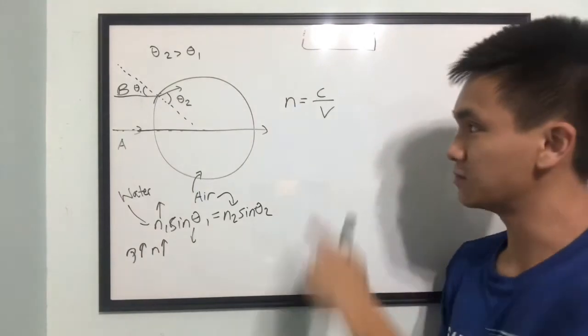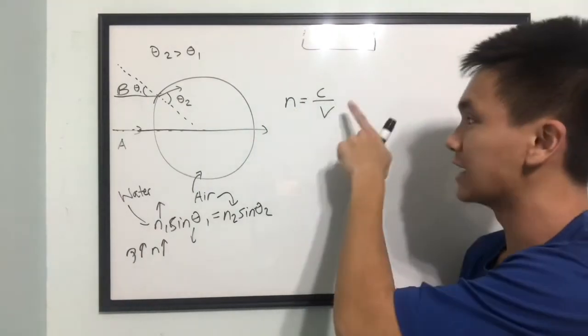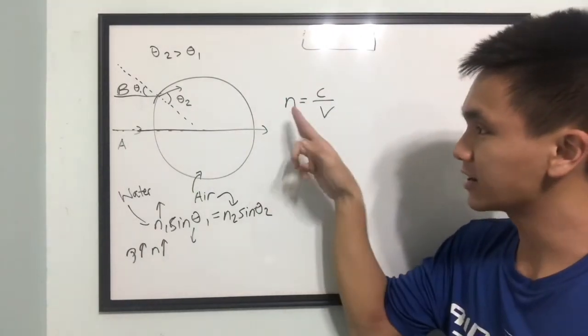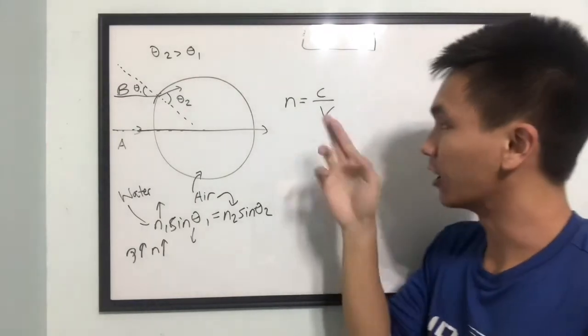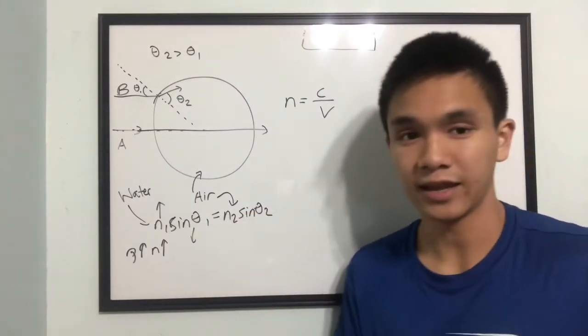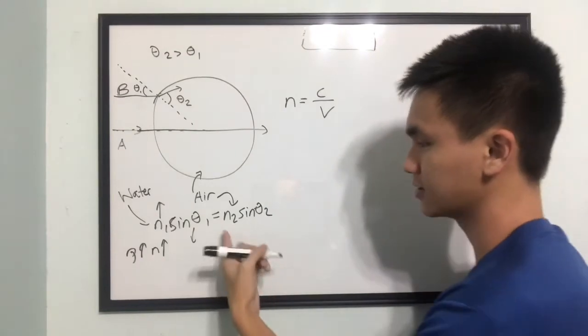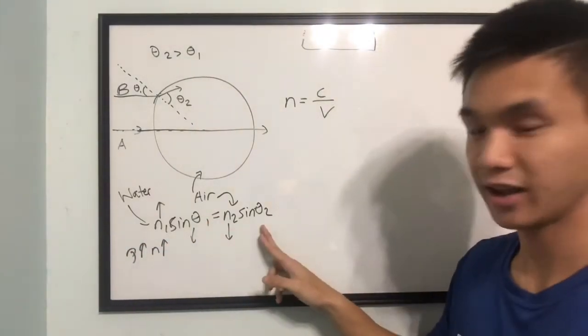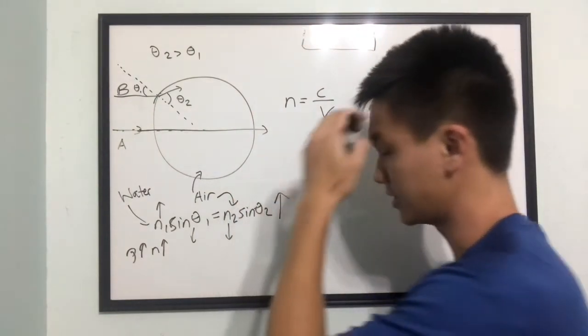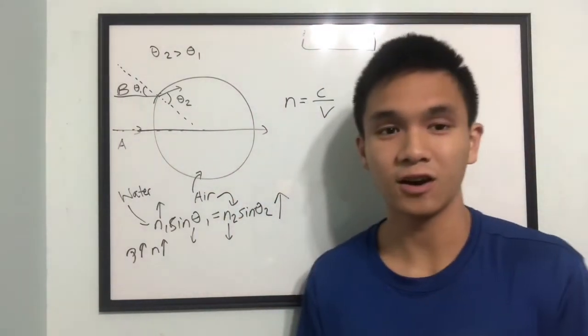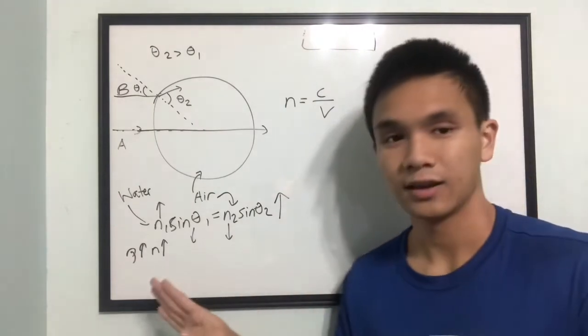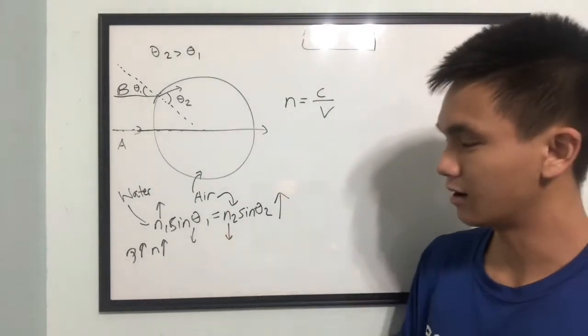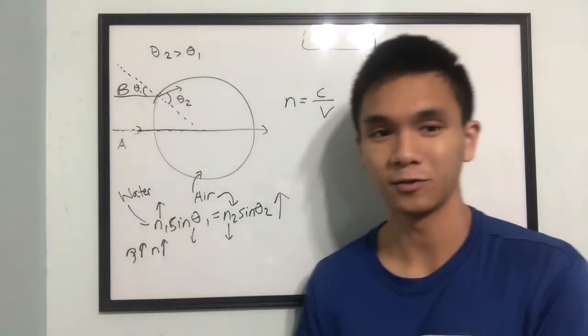Therefore, we can say the speed of the wave through air is going to be greater. As this gets bigger, the index of refraction for air is going to be less than the index of refraction for water. So this, relative to this, is going to be down. That means the sine of the angle is going to have to increase. And the sine is a function for which, if you increase theta, so long as it's between 0 and 90 degrees, it's going to increase, right?